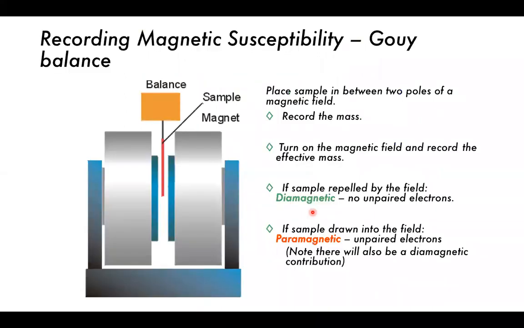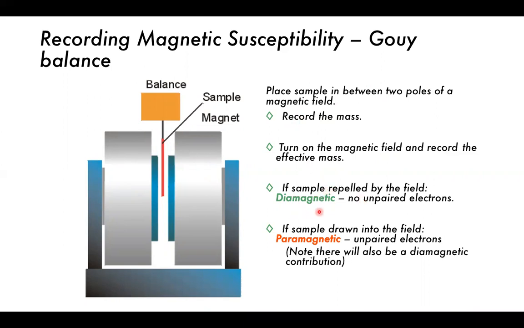So of course, how do you measure this? One of the ways is using a Gouy balance. This is for recording magnetic susceptibility. What you have is a balance, and then your sample, which is suspended between two magnets. Then we record the mass change whenever the sample is placed inside the magnetic field. So place the sample between the two poles of the magnetic field, and record the mass. Turn on the magnetic field, generally an electromagnet. If it is repelled by the field, then it's going to be diamagnetic.